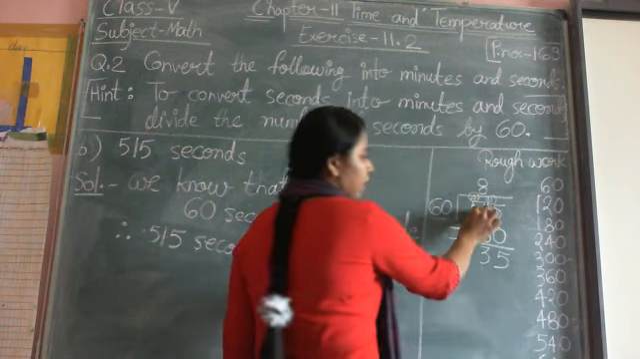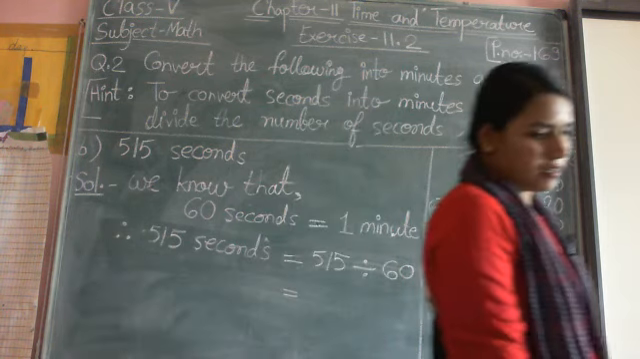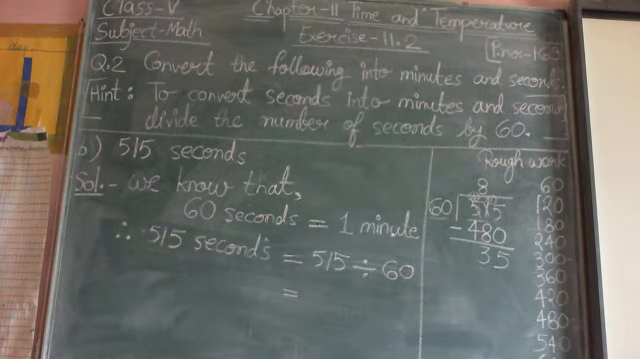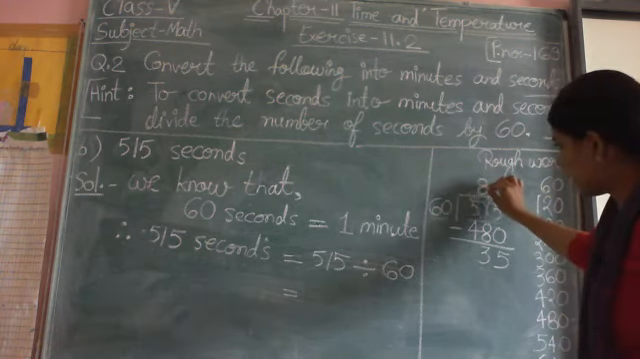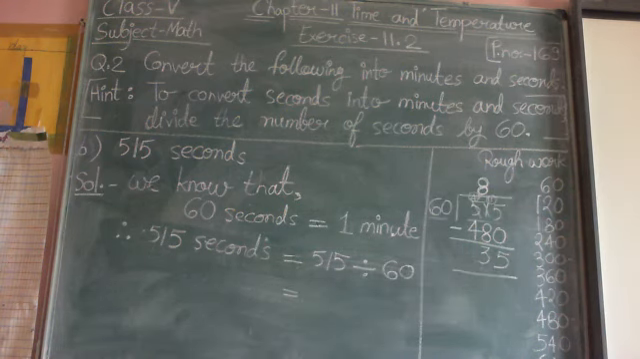So 515 minus 480 gives 35 as result. Now the number in the quotient part. What is the number in the quotient? 8. And what is the number in remainder? 35.